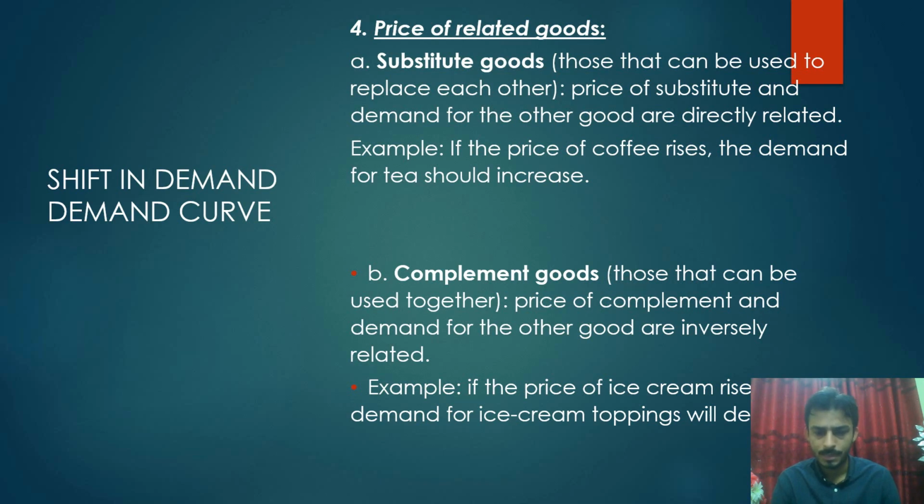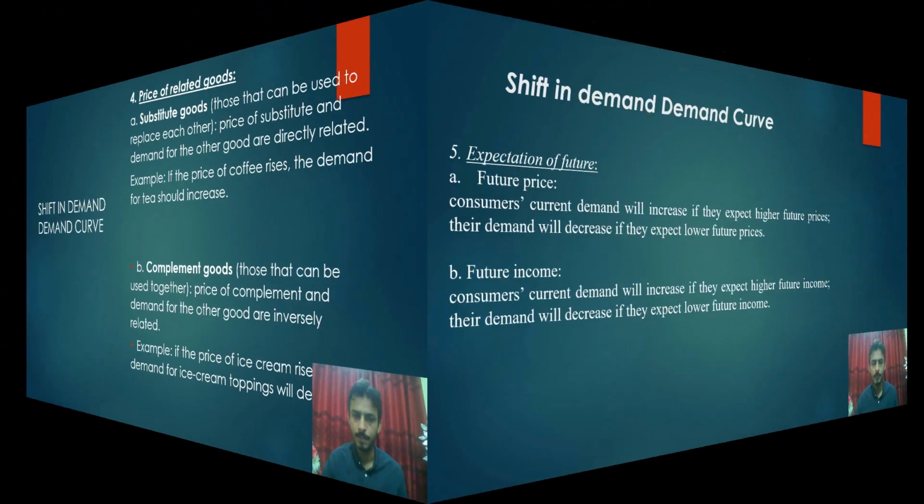So there are so many examples as well. For example, car, vehicle, and the fuel, and you might get any other example as well. So complementary goods are essential for each other. If the price of one product increases, the demand for the other product will automatically decrease. So prices of the related goods again have an impact on the shift. So the demand might shift rightwards or leftwards.